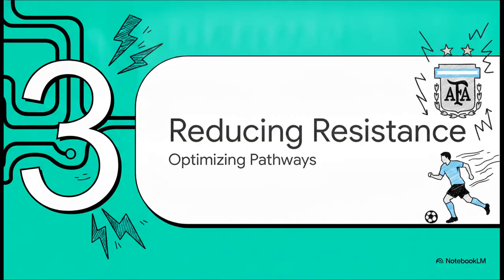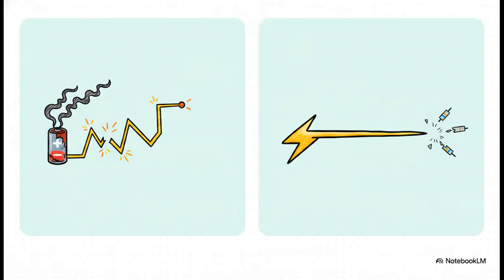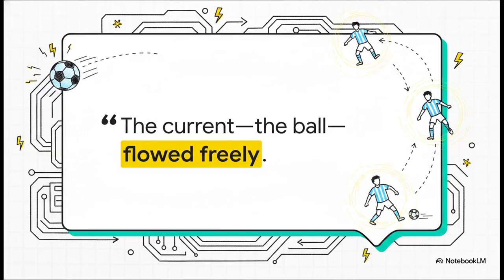Section 3. Argentina reduces the resistance. Optimizing pathways. Now, a football match has two teams, of course, which brings us to the antagonist of our system. Look at the dynamic here. While England acted as a dying battery, succumbing to system fatigue, Argentina did the exact opposite. They optimized their side of the pitch by actively dropping their electrical resistance, removing every single obstacle that was slowing the game down. Our source material notes this perfectly.